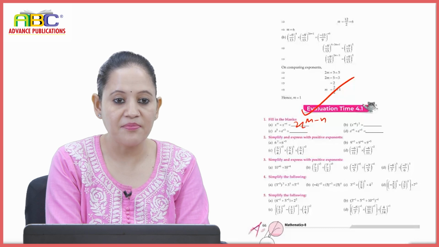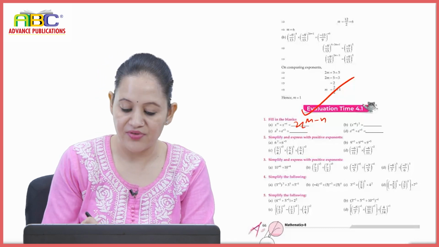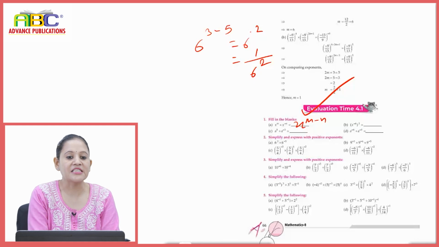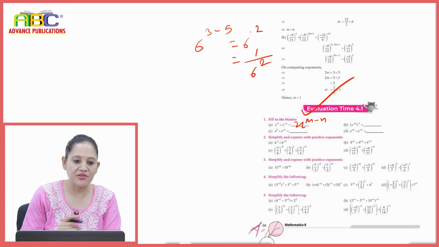6 to the power 3 multiplied by 6 to the power -5. So that is equal to 6 to the power 3 minus 5, that is equal to 6 to the power -2. To make it positive, we will take it down: 1 upon 6 to the power 2. Clear? Next, simplify and express with the positive exponent.